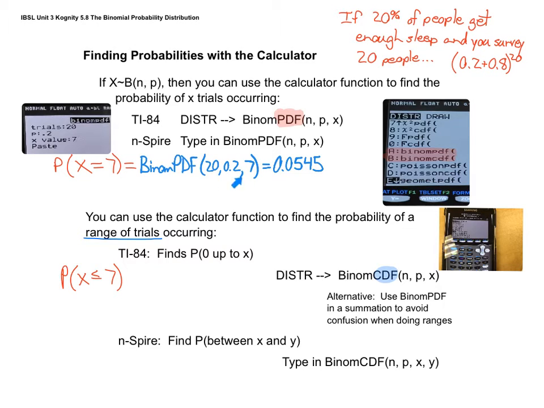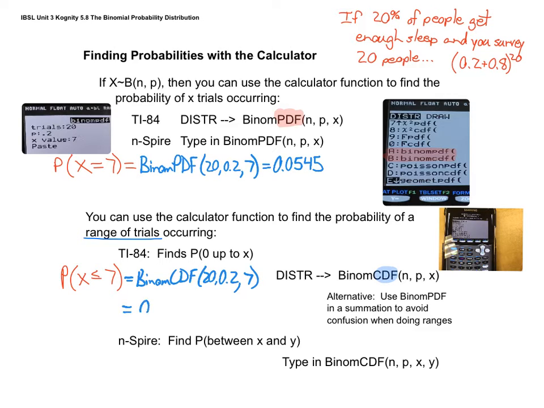Same thing. If I type this in with the binomial CDF instead, it'll give me the probability from 0 up to 7. So yours will look like this. Binomial CDF, 20, 0.2, and 7.